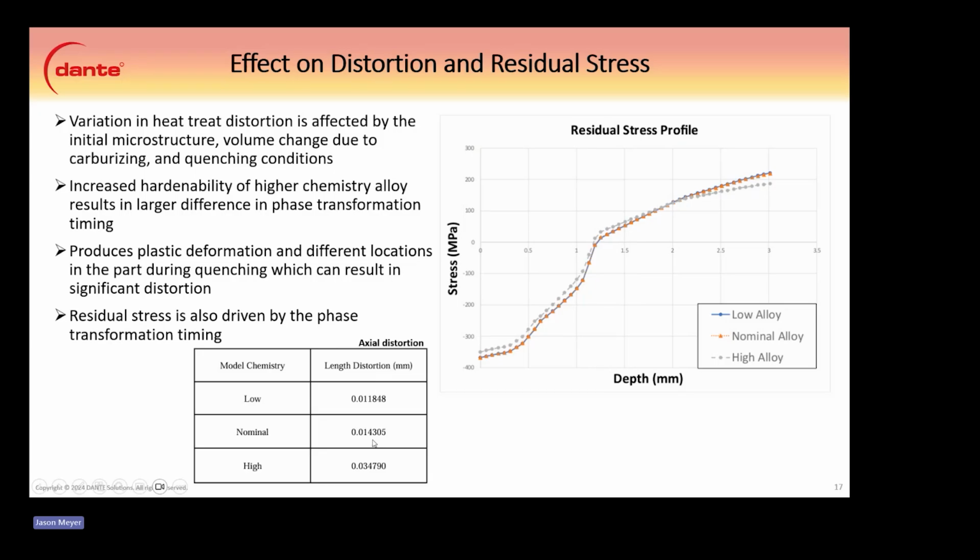Low and nominal, again, is really close, about 11 microns or 14 or so microns for both of those, but the high chemistry had more martensite, so it grew a lot more, to about 34 microns, so almost twice that of the low and nominal chemistries. And the residual stress here again is basically based on the phase transformation timing. So when that phase transformation occurs, it pulls that surface into a little bit less compression.